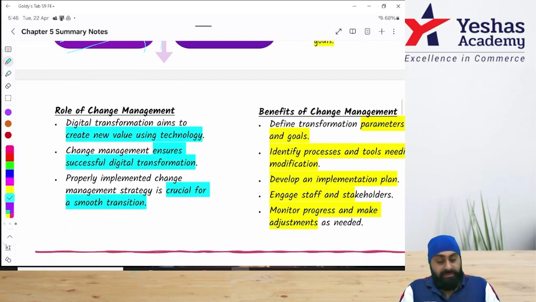Now, the role of change management. It will create new value using technology. Yes, new value will be enhanced. Ensure successful digital transformation. See, you want to become digital, but make sure that your digital transformation is fruitful and with a purpose. It is crucial for a smooth transition. You are able to move perfectly well without any issues.